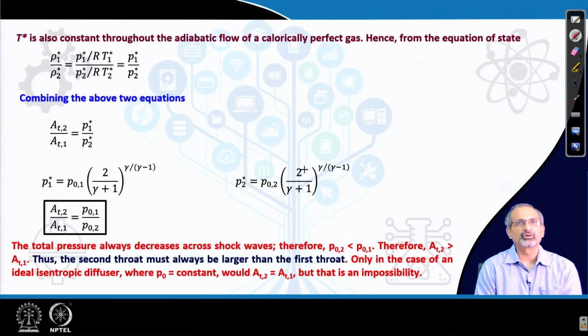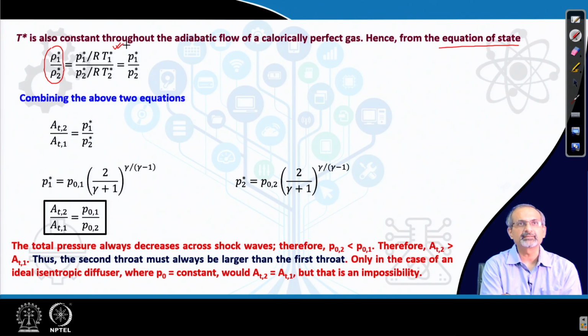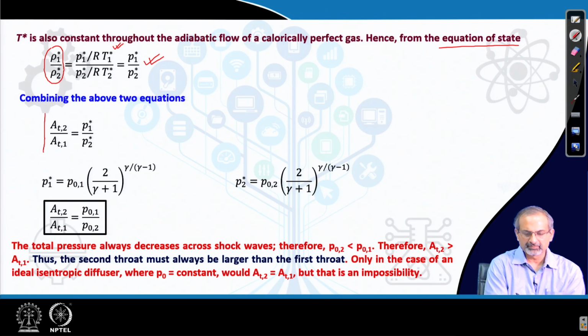Again, T star is also constant throughout the adiabatic flow for a calorically perfect gas, and therefore, if you invoke the equation of state now, what can you write further about rho 1 star by rho 2 star? According to the equation of state, you write it in terms of pressure and temperature like this. So it reduces to the pressure ratio, and then if you combine the last two equations, this one and the one that we left behind in the previous slide, you will get an equation like this.